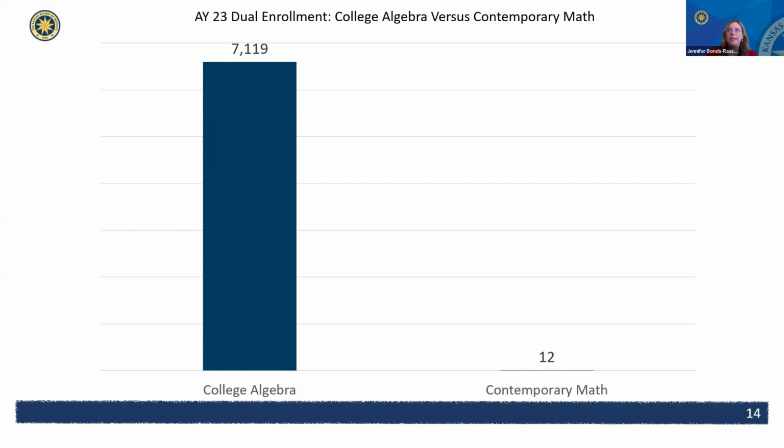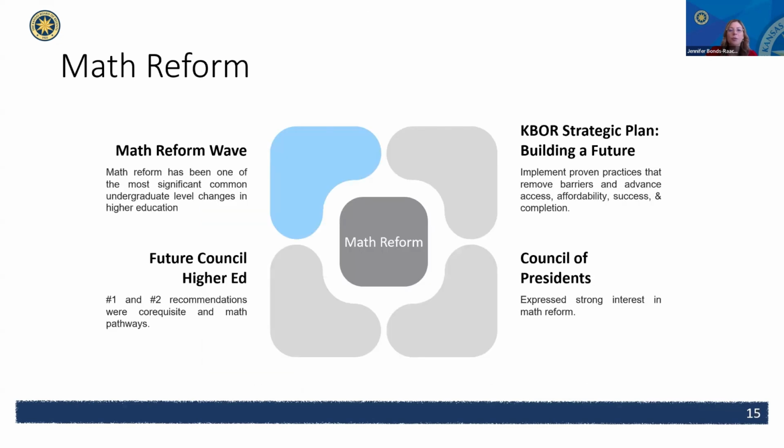So in Kansas, there were 4 key developments that converged around the same time on the topic of math education. First, math reform has become one of the most significant changes at the undergraduate level in higher education across our nation.